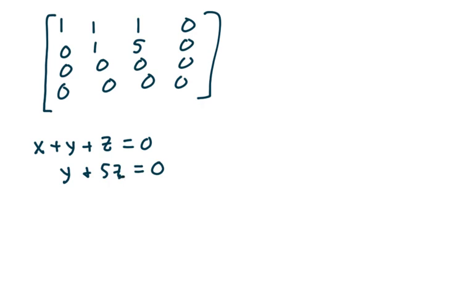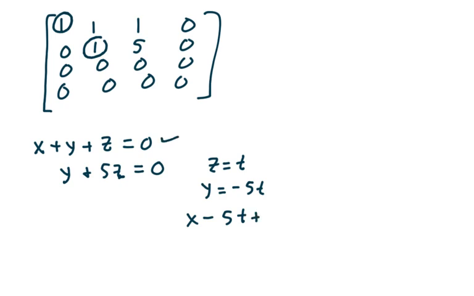So z is free, so I'm going to let z equal t, right? Because there's a leading 1 in the first row, and there's a leading 1 in the second row, but no leading 1 in the third or fourth row, interestingly. So I'm going to let z be t. y is equal to negative 5t. And then x minus 5t, making my substitution, plus t equals 0, so x is 4t.